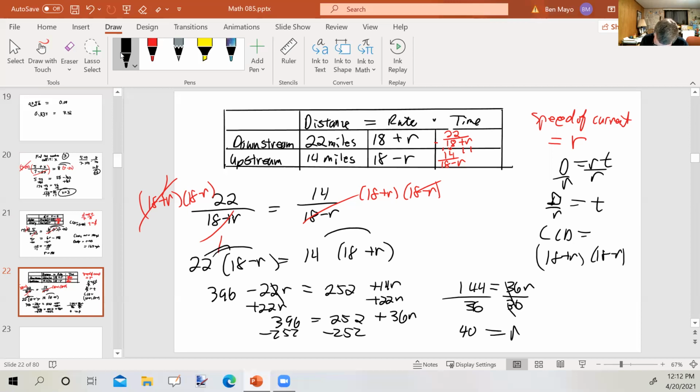40? 144 divided by 36, yeah, 40. So R is 40. No, R isn't 40. What is R? I was going to say that kind of looks wrong. Yeah, 4. Sure does. R is 4.